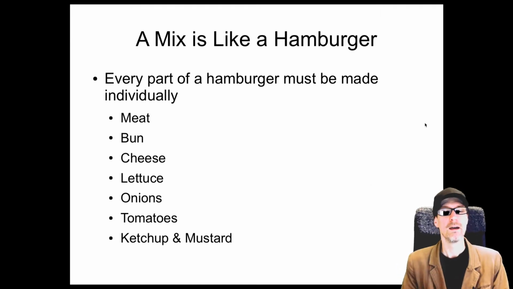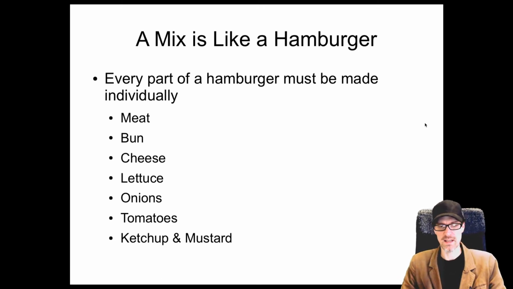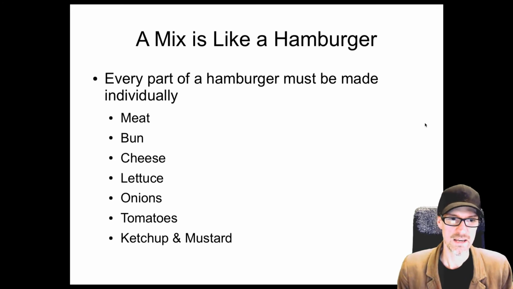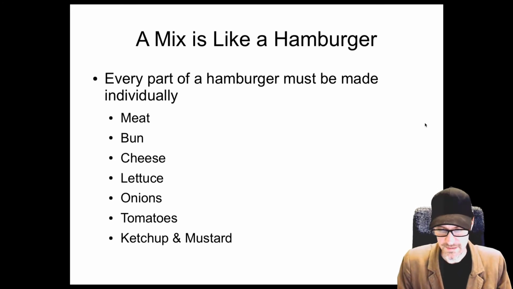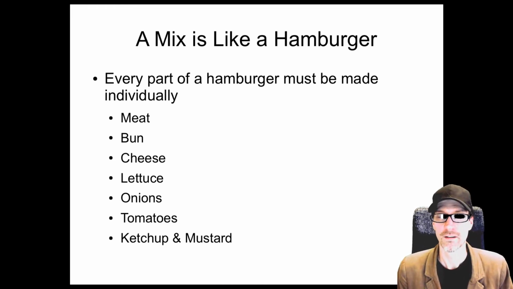So the meat, the bun, the cheese, lettuce, all this stuff here, most of the time people just go and get the meat from the store, they get the bun from the store, the cheese from the store. But it is possible to make these things yourself. Like if you lived out on a farm, you could make these things yourself. So you got the meat, the bun, the cheese, lettuce, onions, tomatoes, ketchup, all that stuff there.